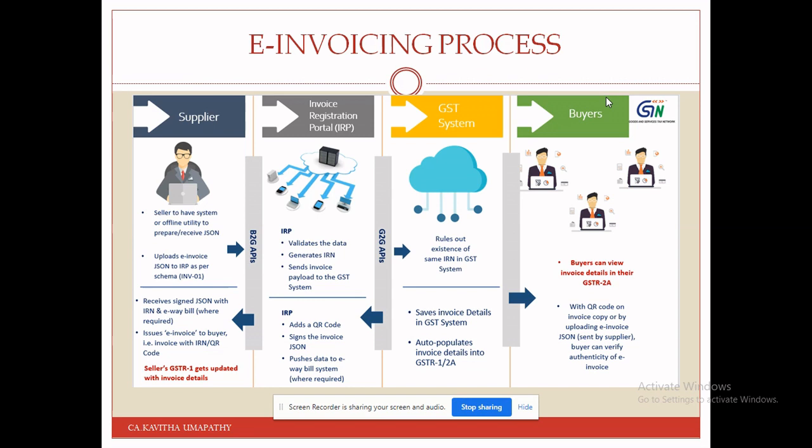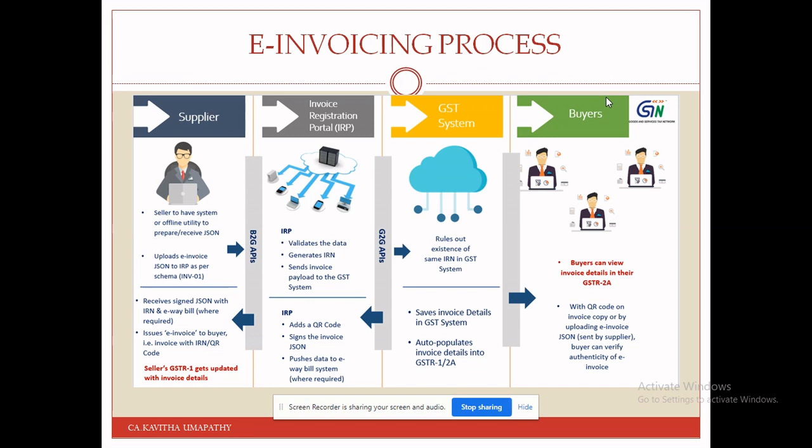Then it sends the invoice to the GST system. In addition to that, the IRP also adds the QR code. That QR code, as we all know, stands for quick reference code, wherever you are making a payment. So two things are being done at the IRP.